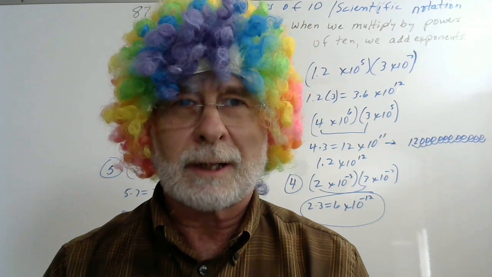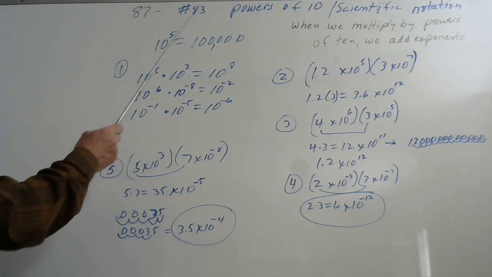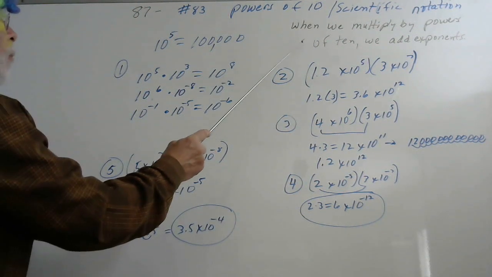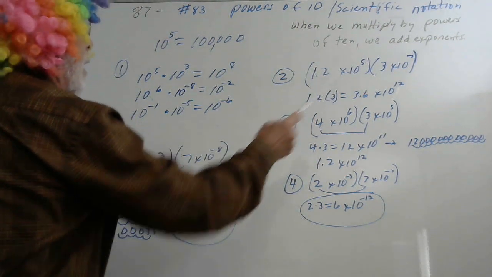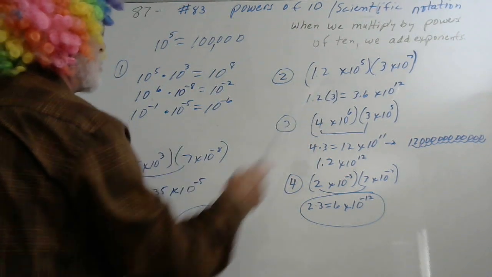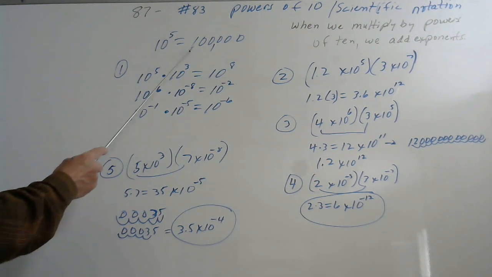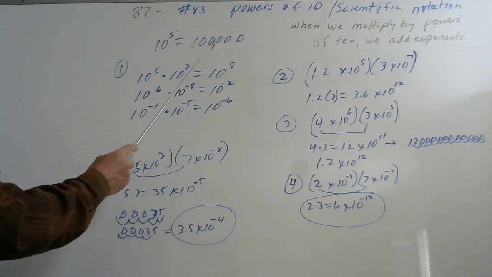But we're going to get to your next lesson, which is lesson 83, talking about the powers of 10 in scientific notation. One of your quizzes, and this is a definition you have, when we multiply by the powers of 10, we add the exponents. So what that means is, first, 10 to the 5th power is 1 with 5 zeros. 1, 2, 3, 4, 5.